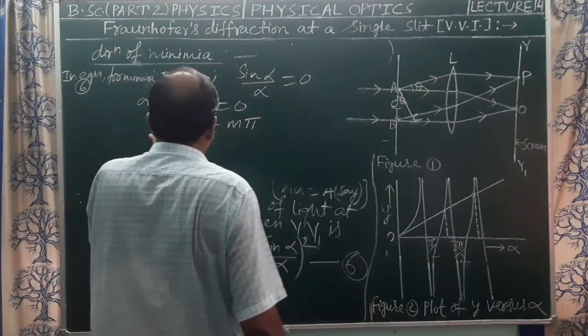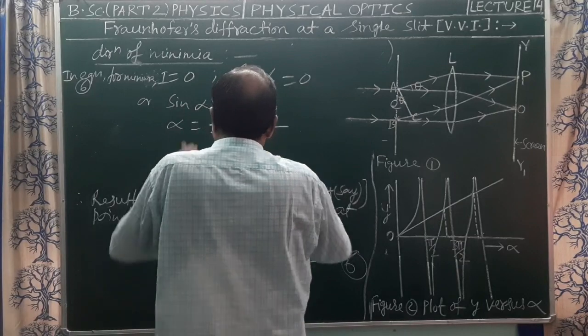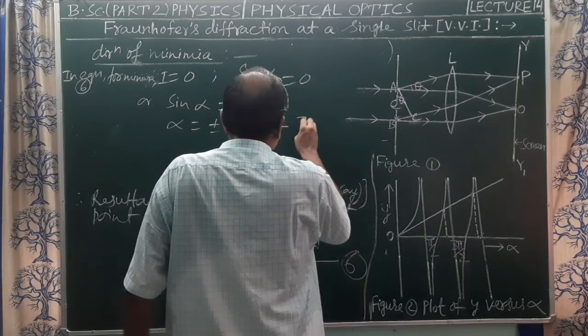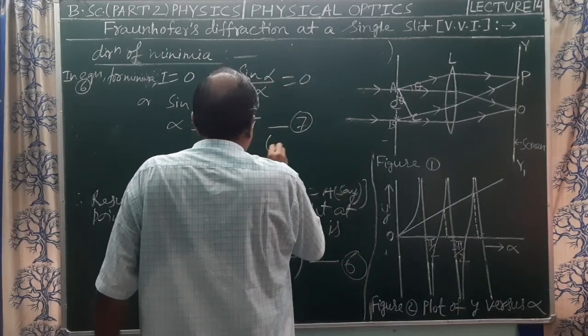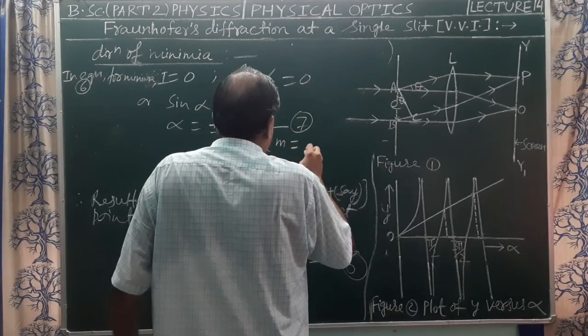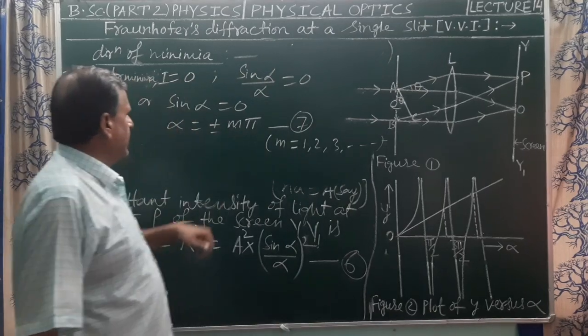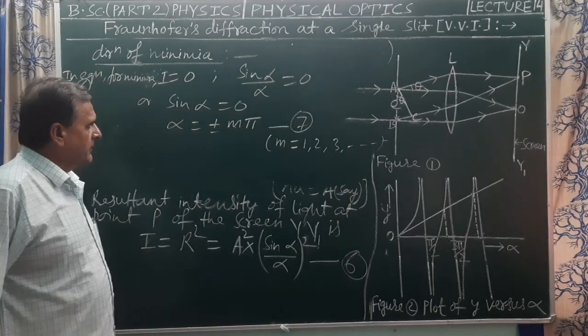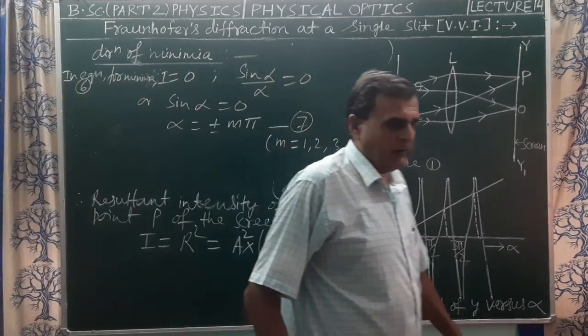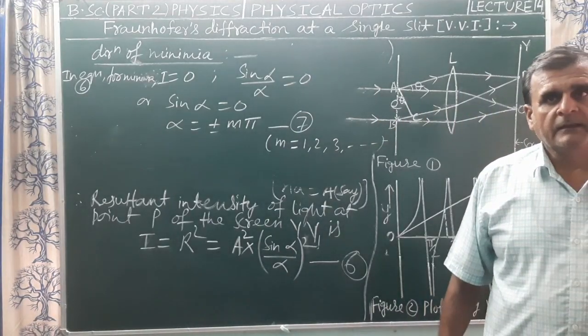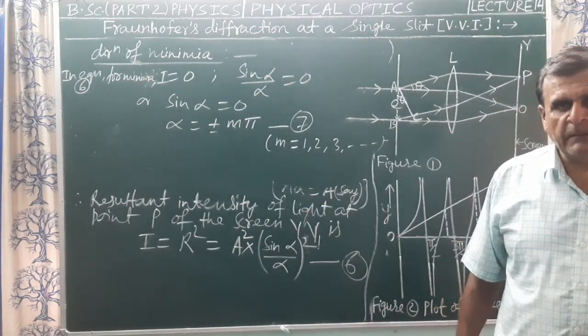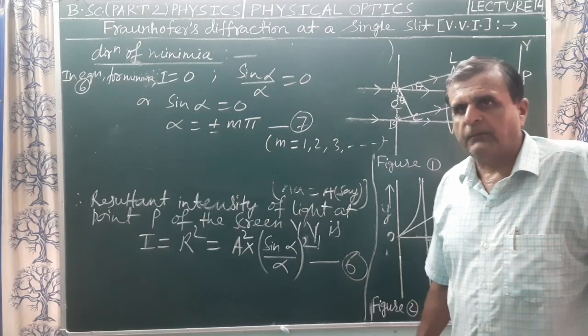And it is alpha is equal to plus minus m pi if sin alpha is equal to 0, then suppose it is equation number 7, and m having all integral values except 0, so m is equal to 1, 2, 3 and so on. Putting m is equal to 1, we will obtain the condition of first subsidiary minima, but the value of alpha is given.